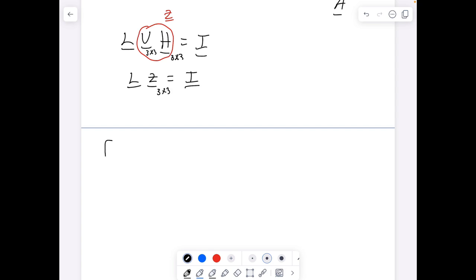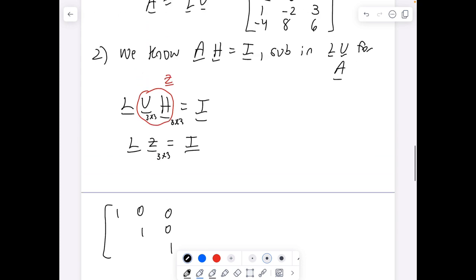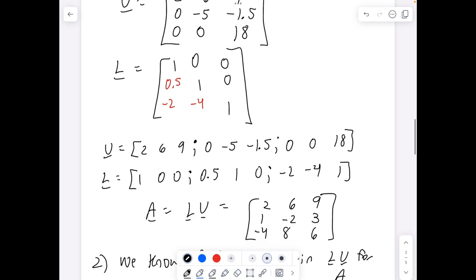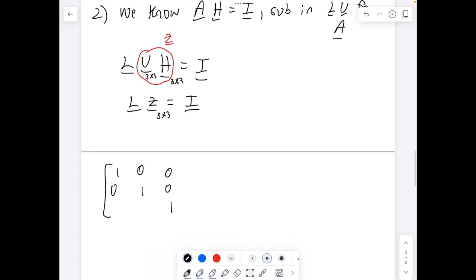So let's write out what L is again. L was our matrix of zeros and ones, and our L was 0.5, -2, and -4. And we do not know what Z is, but we'll plug in some random placeholders here. And our goal is to find these placeholders.